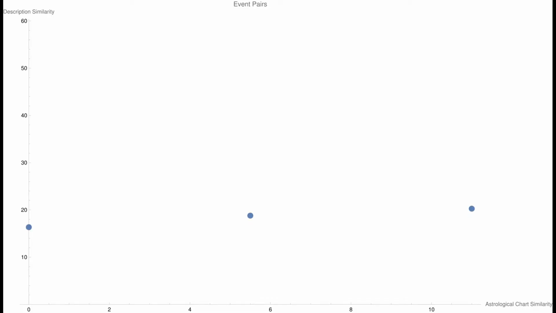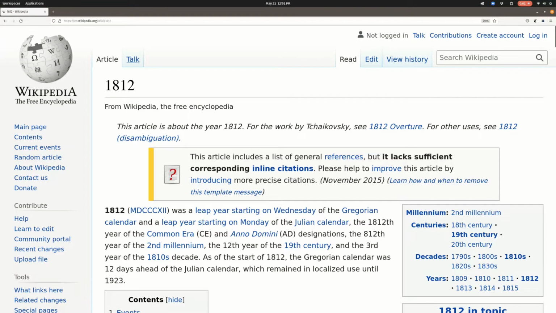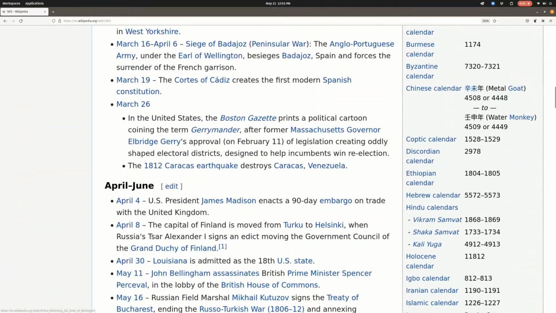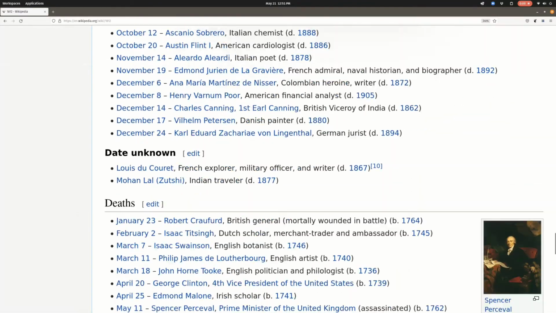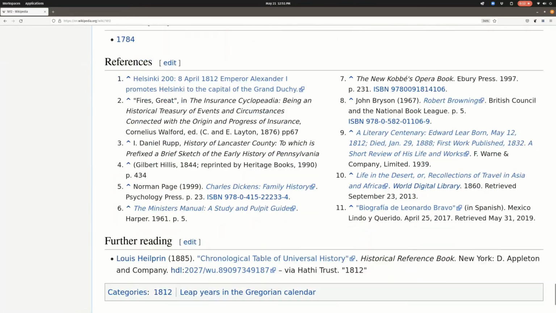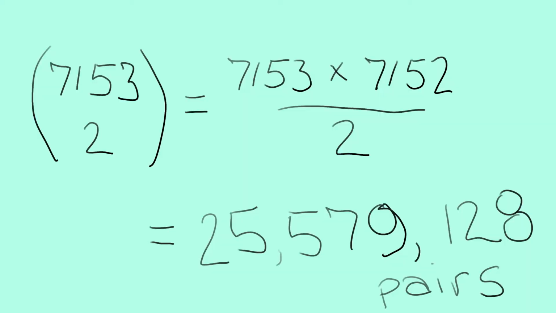I want to check for an association between these short descriptions and the astrology charts for the dates for the events they describe. This is why I want to remove numbers in the descriptions. For example, two events described as occurring in 1812 would de facto have similar descriptions and similar charts, so I want to avoid that artifact. The number of pairs of the 7,153 events was a simple combinatorial of that number take 2, resulting in over 25 million pairs.